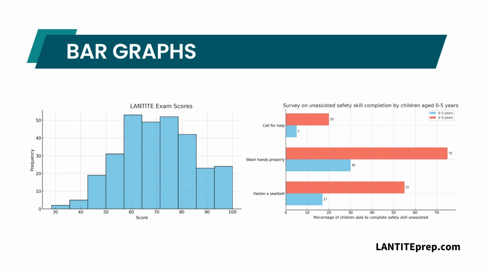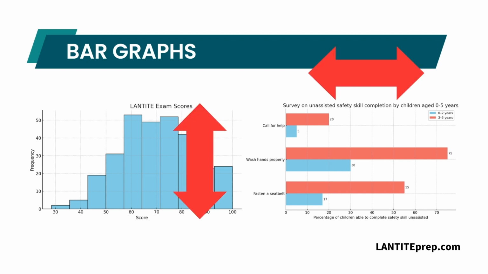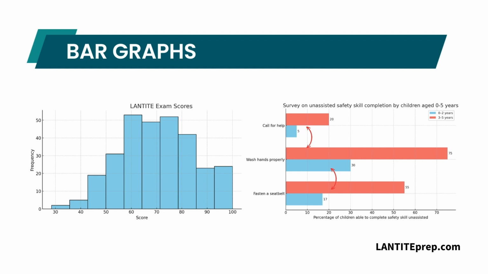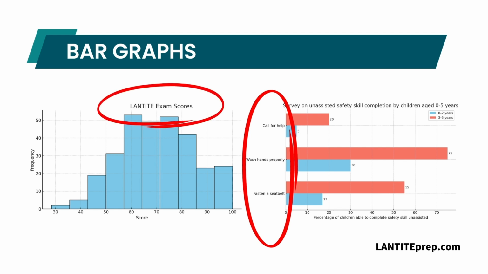Next, I invite you to have a look at these two visuals and pick out the differences. Aside from the data and content that the two graphs use, what do you see and what do you notice? I see that on the right side, our bar graph is set horizontally, whereas the graph on the left is set vertically. Do you see that too? Okay, good. Next, I also noticed that our bar graph on the right side has gaps between the different data categories, whereas the graph's data on the left are all placed together. And one more thing I see, the bar graph on the right shows the data of 3 different categories, whereas the graph on the left is all about one topic, LANTITE exam scores.